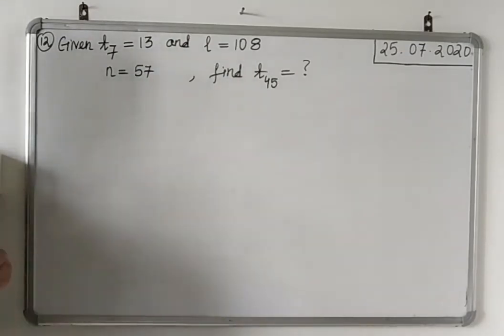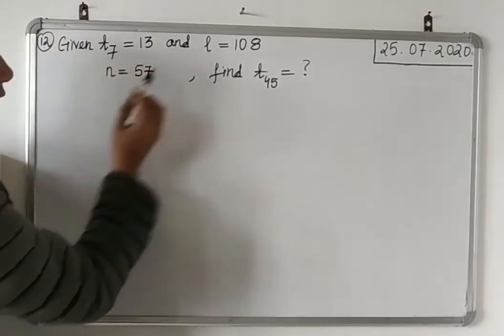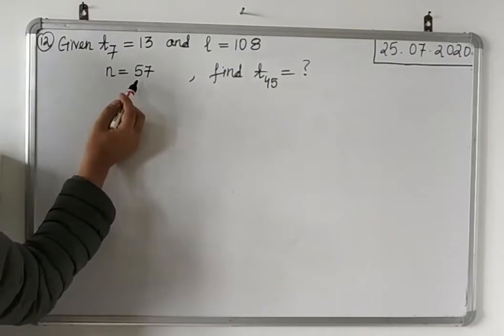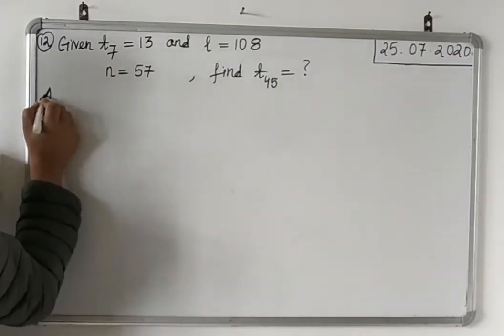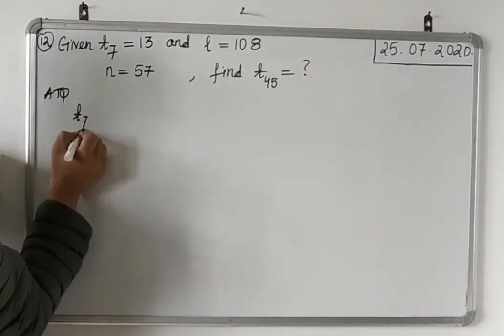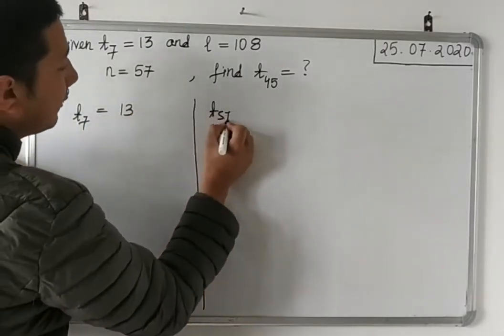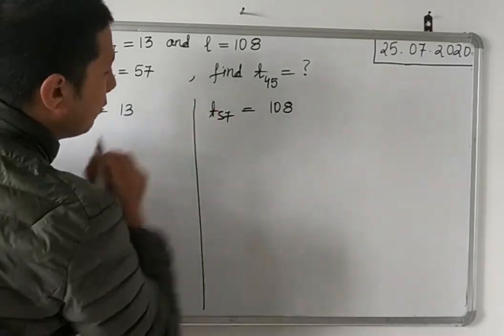We need to find the 45th term, so we'll make two equations. The first one is T7 equals 13, the last one is 108. The last one means the 57th term. So according to the question, T7 is equal to 13 and T57 is equal to 108. We know what to do now.